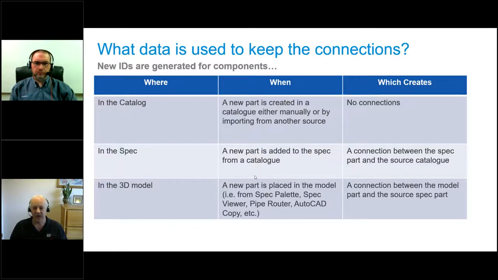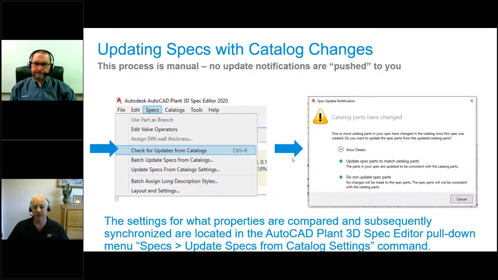It'll still have a connection to the catalog because it's got the same size record ID, but it won't have a connection to any models because you've created a new PNP ID when you create a new item in the spec. So that's just one of the workflows that we want to make sure that we communicate. I'll cover those again, but I'm just giving that example as the kinds of things that will break connections. So when you want to update a spec with catalog changes, this is a manual process.